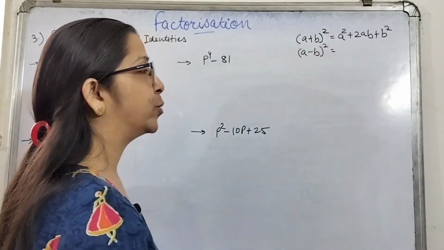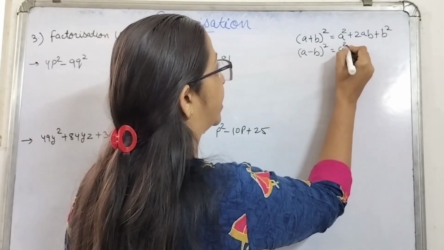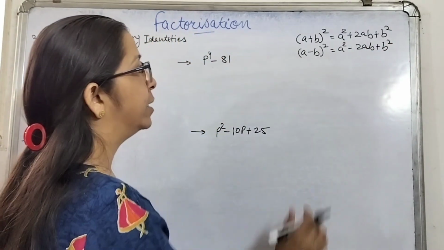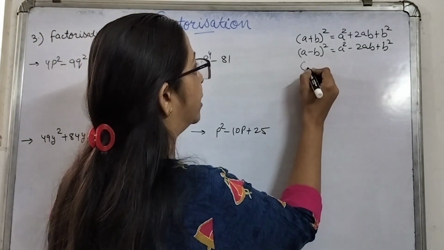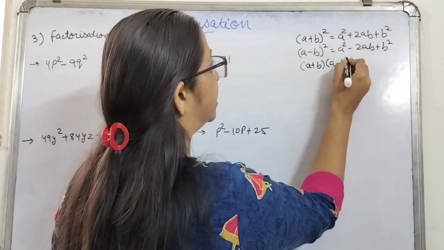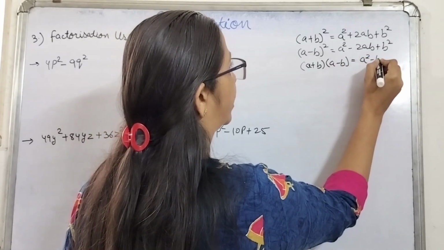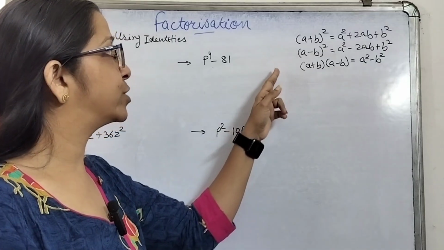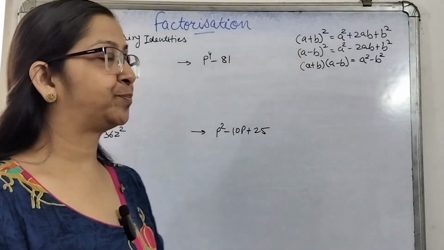(a minus b) whole square could be written as a square minus 2ab plus b square. Similarly, (a plus b)(a minus b) could be written as a square minus b square. These are the identities which we will be using for factorization.